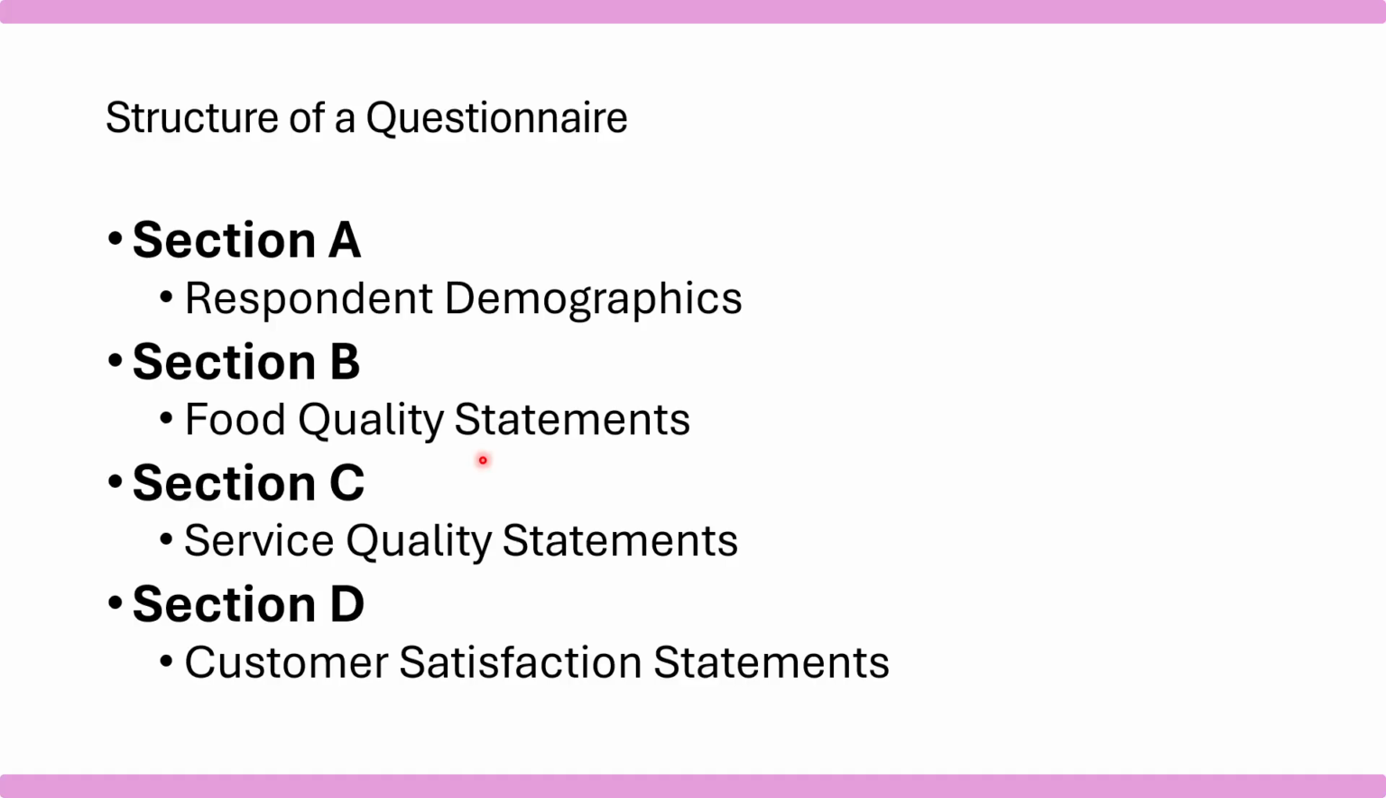So this is how you structure the questionnaire. There are several sections. I divided it into 4 sections, to make it a little bit easier for you to make a questionnaire. Section A is respondent demographic. Section B is variable X1, or food quality. Section C will be X2, or service quality. Section D will be the dependent variable, customer satisfaction.